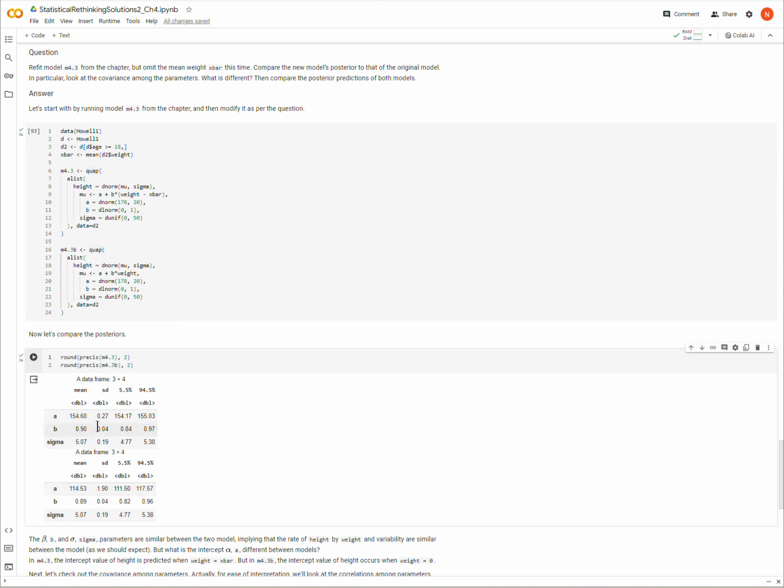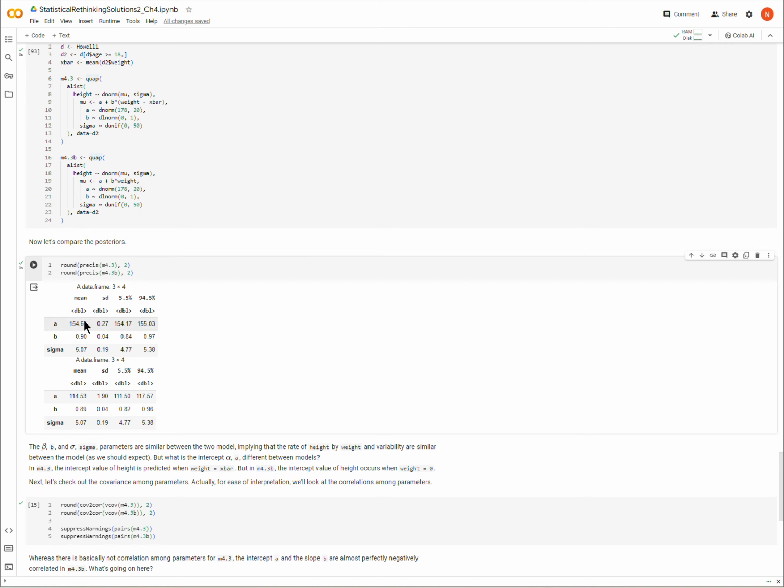Now, the intercept terms are noticeably different, from 114 to 154, 155 in the old model. So what could account for this? Well, we know that it probably has to do with the centering effect.